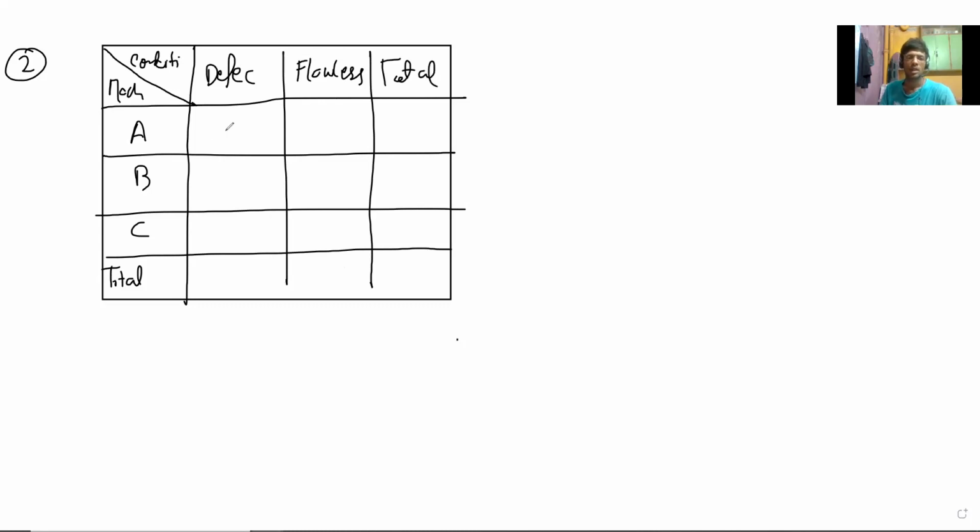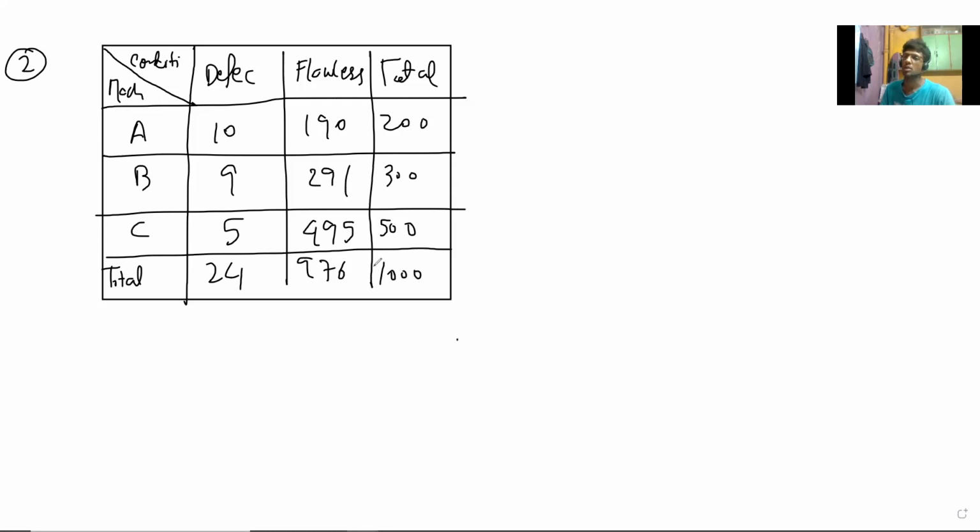So in A, there are 10 defective, 190 flawless. And similarly, you can just write some numbers. But in the end, match the answer. Then there are 500, and the total number of defective is 24, and there are this many flawless ones, and so the total is 1000. And obviously, both the totals are the same. Now what do we want?